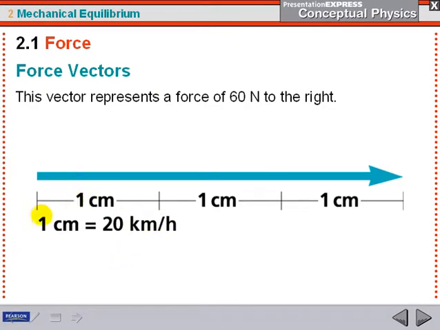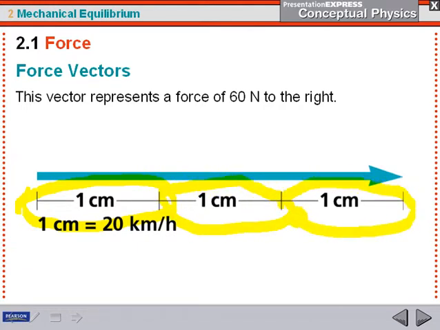The concept on this slide is that the vectors are proportional depending on how long they are. And in this case, for every 1 centimeter, the vector is 20 kilometers per hour. So in the end, that should be 20 newtons per centimeter. So in that case, then the force is equal to 60 newtons to the right. We gotta change that.